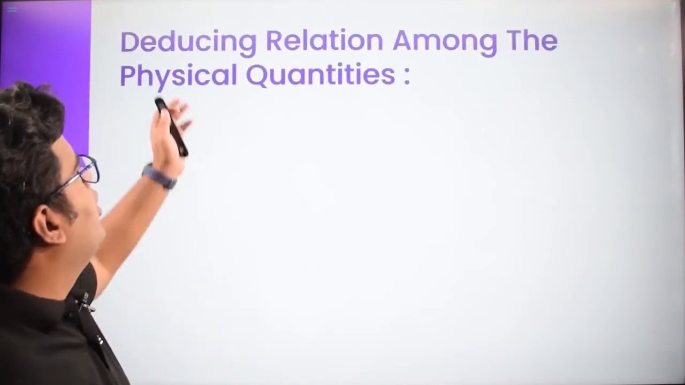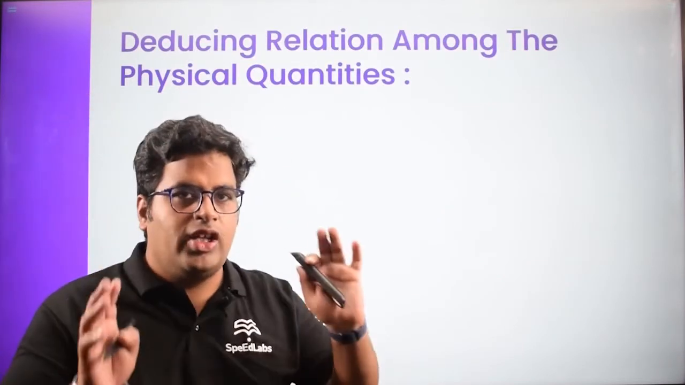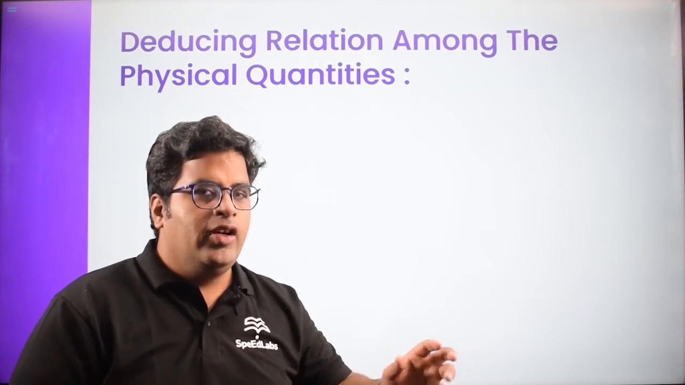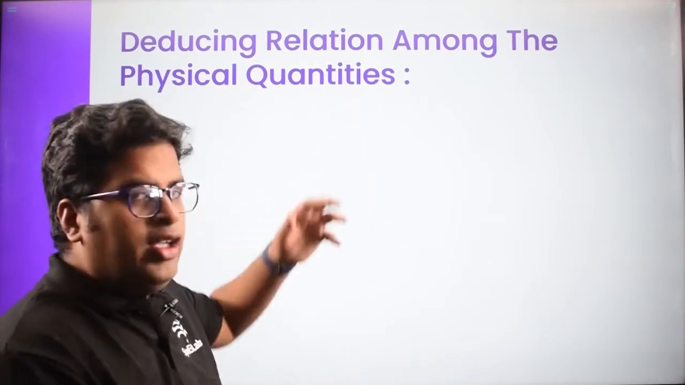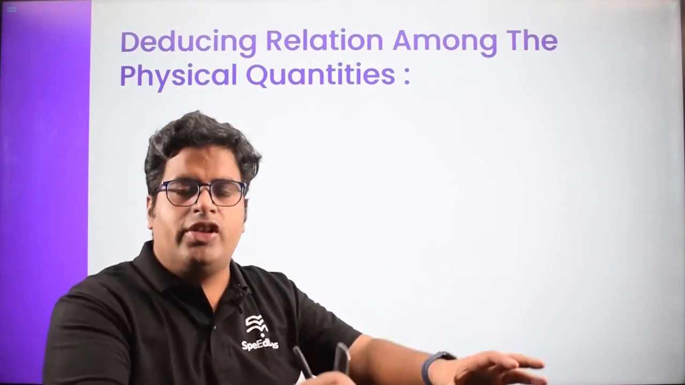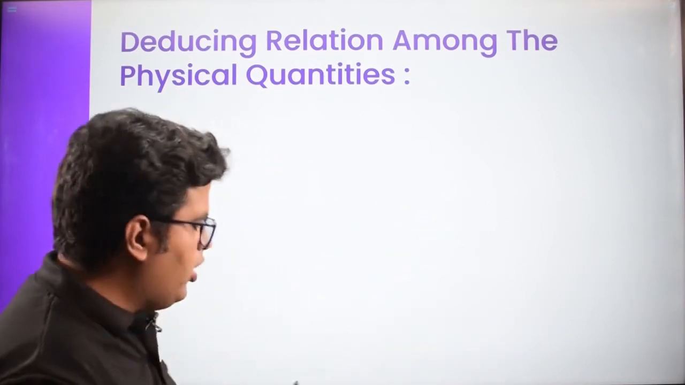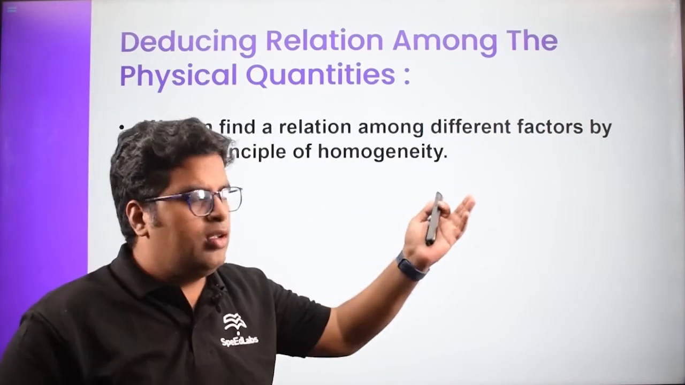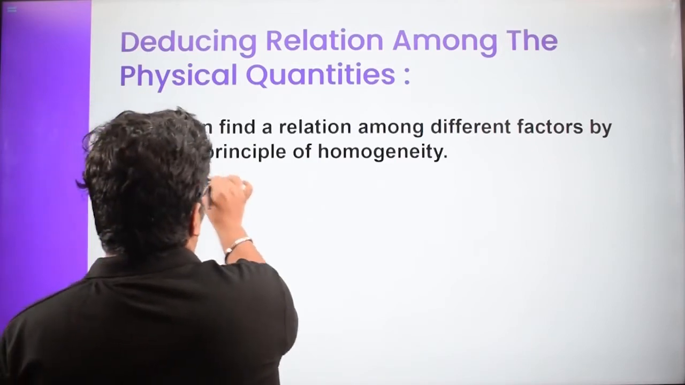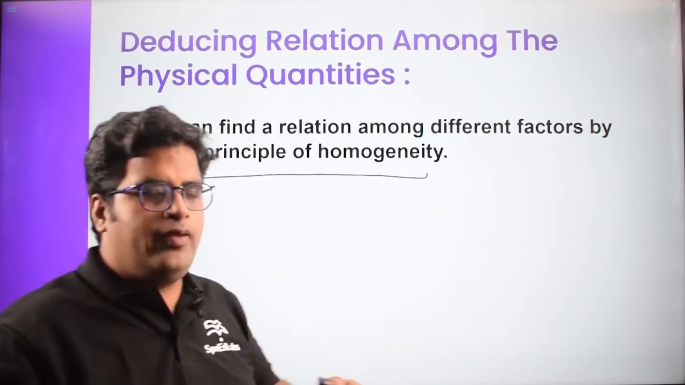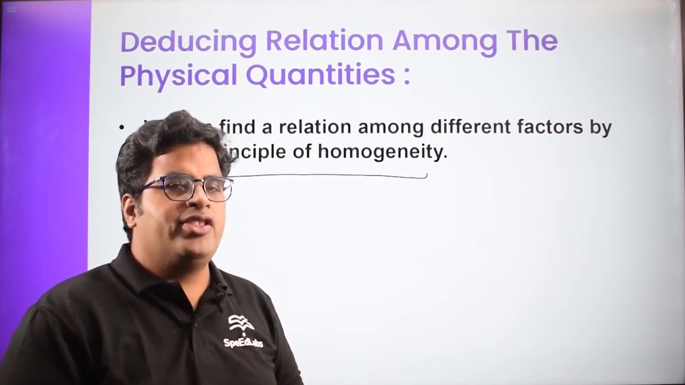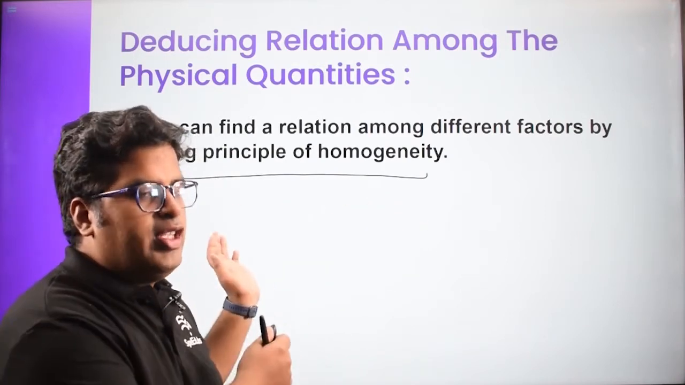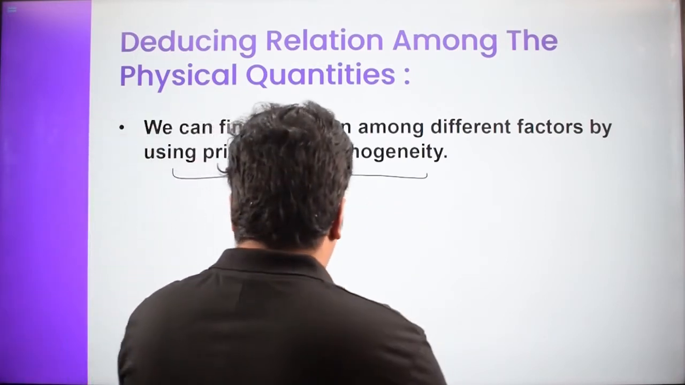So we have deducing a relation among the physical quantities. This is another important application of dimension analysis, because whenever we talk about dimension analysis, there we have to deduce a relation among some physical quantities. We have certain quantities and we have to establish a relation among them. So how will we do that? Let's understand it. Basically we have to find a relation among different factors by using the principle of homogeneity. What do you mean by principle of homogeneity? I have told you multiple times that principle of homogeneity means you are representing a particular equation in which the dimensions on the left hand side are equal to the dimensions on the right hand side, right? So we'll move further.